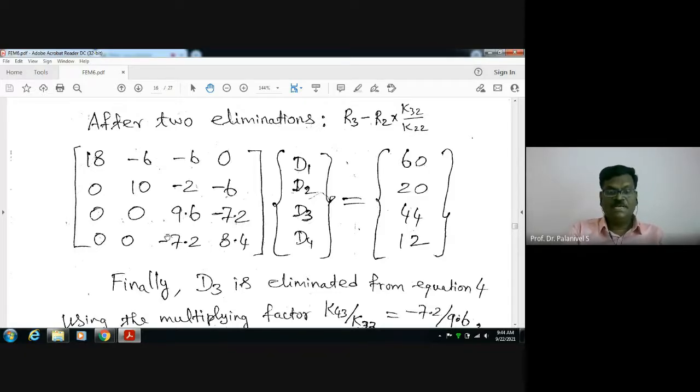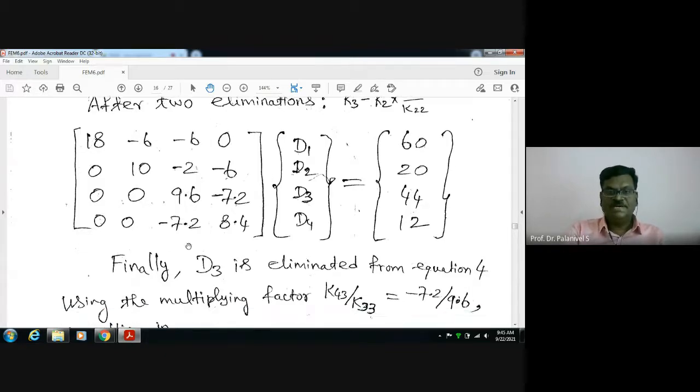How do you eliminate here? What is this? This is K43. K43 divided by K33. This is a diagonal term, no? So row 3 should be multiplied by K43 divided by K33, by that factor. That is minus 7.2 by 9.6, and subtract it from row 4.